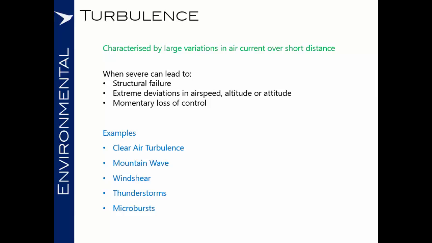Now, the main categories of turbulence that we'll consider are clear air turbulence, mountain wave, wind shear, thunderstorms, and microbursts. We'll cover these in summary only, and for more detailed training about weather, contact us and we'll put together a suitable training package. Firstly, let's look at clear air turbulence.